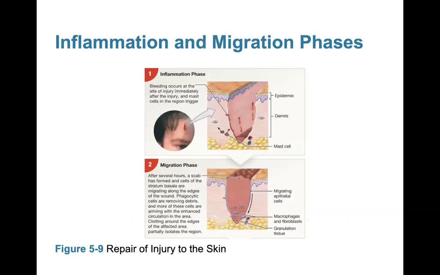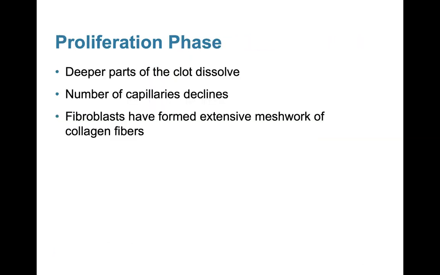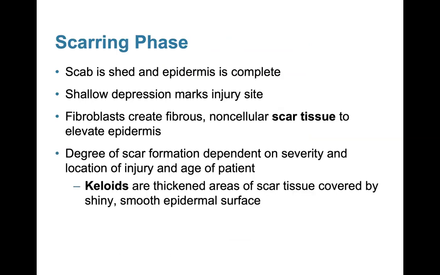and this is a combination of blood clot, fibroblasts, and extensive capillary networks. Here we can see the inflammation phase, and then we can see the migration phase there where we're forming that blood clot. The proliferation phase, this is where the deeper parts of the clot dissolve, the number of capillaries will start to decline, and the fibroblasts have formed an extensive meshwork of collagen fibers. And then finally, the scarring phase, the scab is shed, the epidermis is complete, the shallow depression marks the injury site, and fibroblasts create a fibrous non-cellular scar tissue.